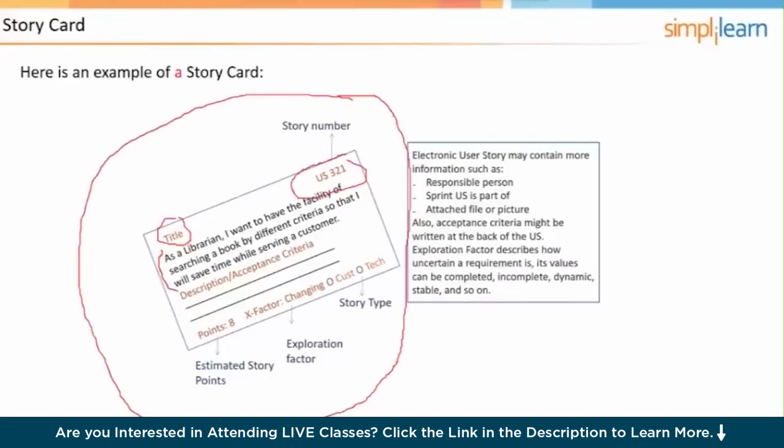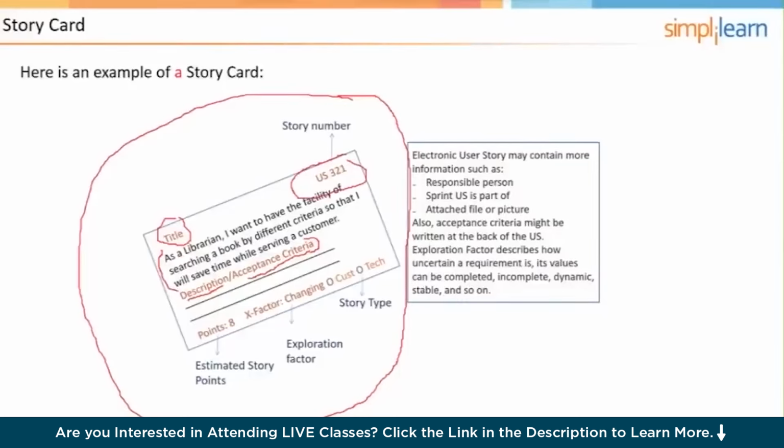Then there might be some other descriptive words or links to other information that might be necessary. And then there would be acceptance criteria or tests. Sometimes these get included on the back of the card, but the point is that they are on the card.